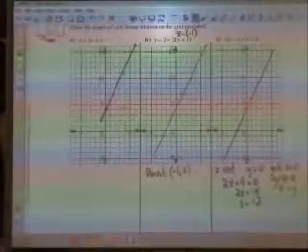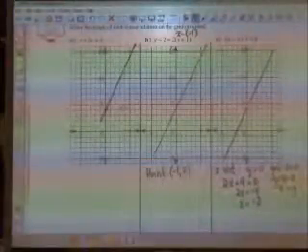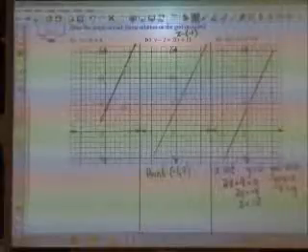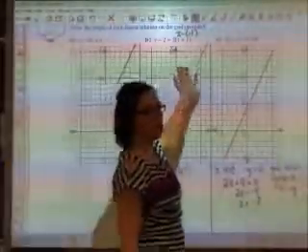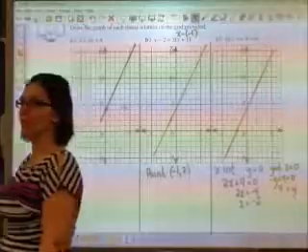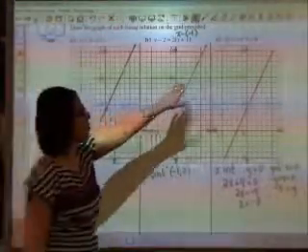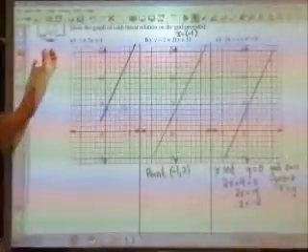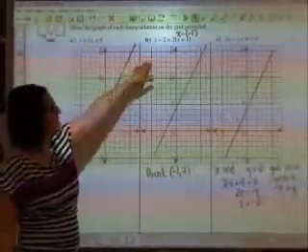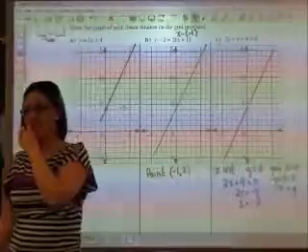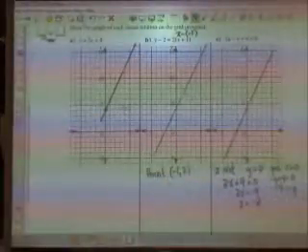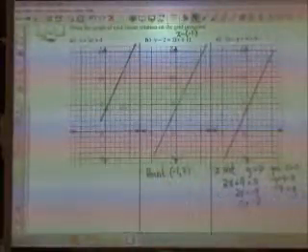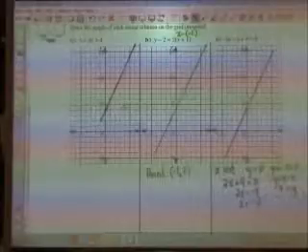What do you notice about these 3 lines? They're the same line, which means these 3 equations are the same equation. They're just written in different forms. This equation right here, if I put the y to the other side, I get 2x plus 4 equals y. And with this equation, if I remove the brackets and then collect everything onto one side, or isolate the y, I will get 2x plus 4.